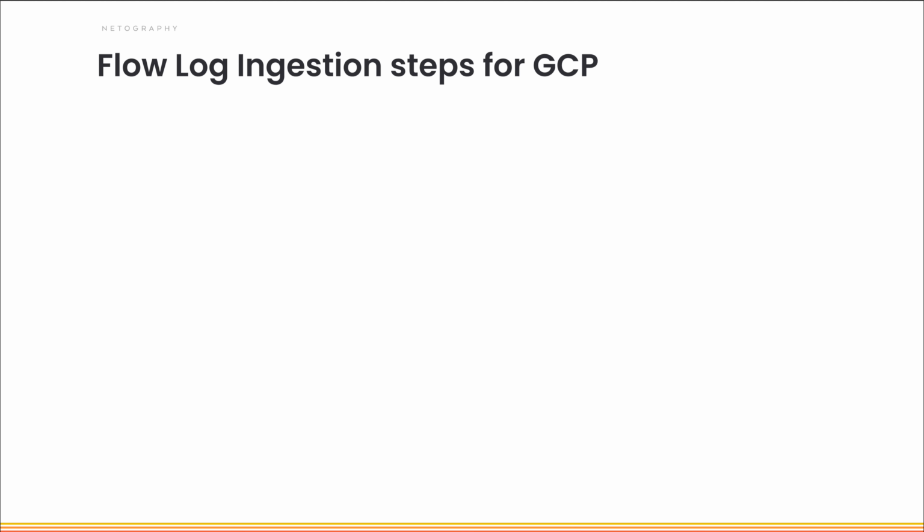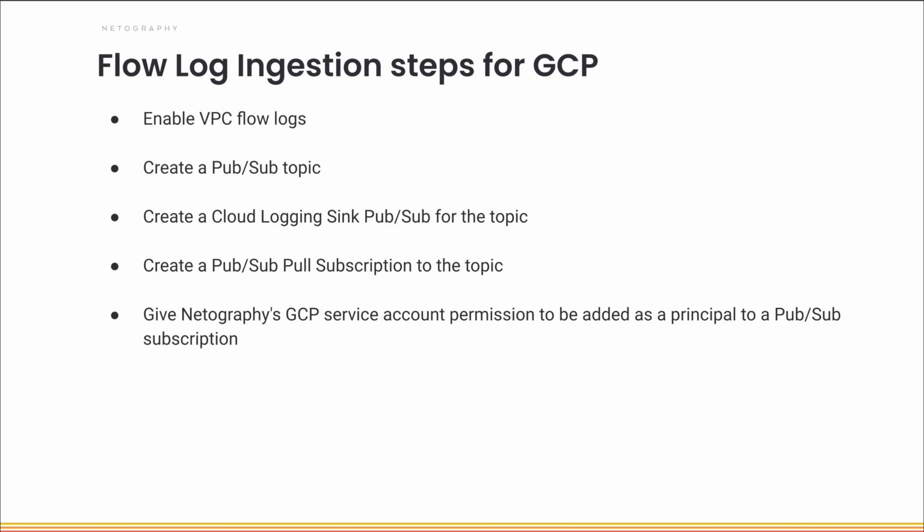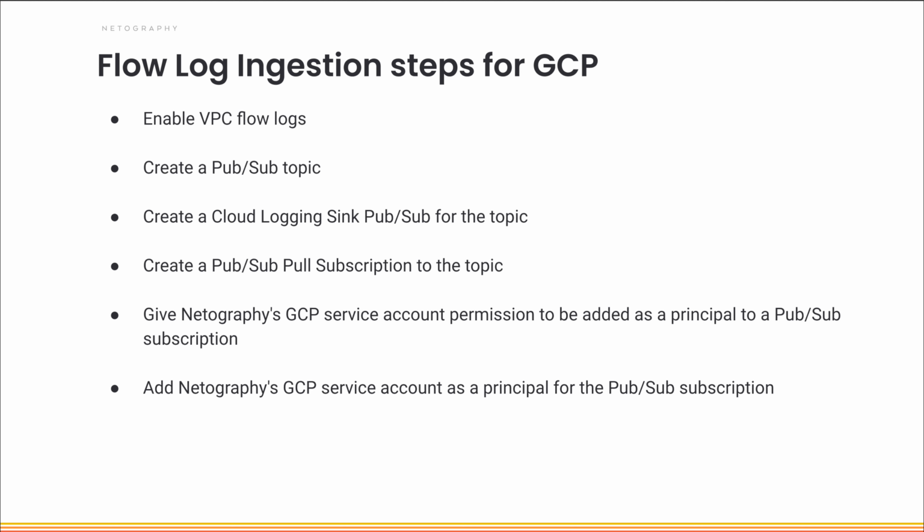In this video, we're going to walk through the following steps: enable VPC flow logs, create a Pub/Sub topic, create a Cloud Logging sink Pub/Sub for the topic, create a Pub/Sub pull subscription to the topic, give Netography's GCP service account permission to be added as a principal to a Pub/Sub subscription, add Netography's GCP service account as a principal for the Pub/Sub subscription, and add GCP as a new flow source in Netography Fusion.